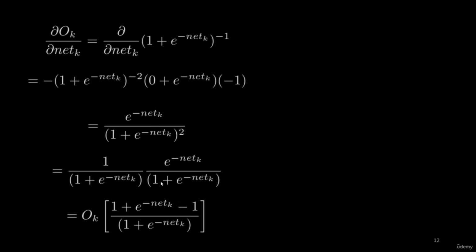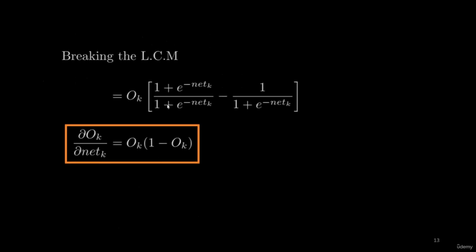Then we break the LCM. So here we are breaking the LCM. This term becomes 1 and this term becomes ok. Now that was the calculation of the second term that was present in our backpropagation equation. Let's move to the third term.